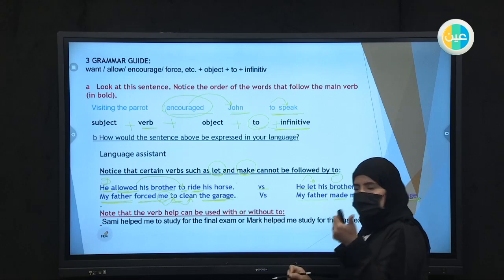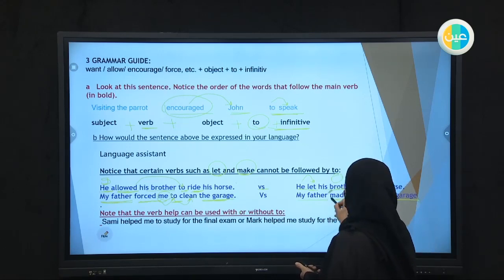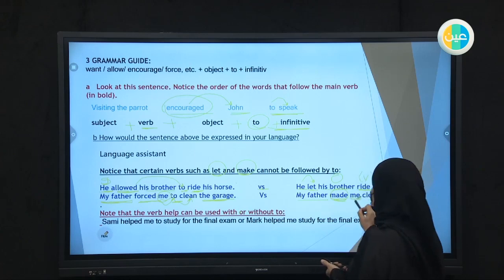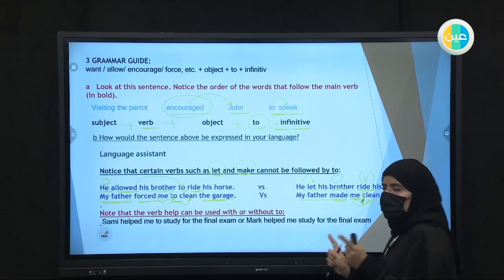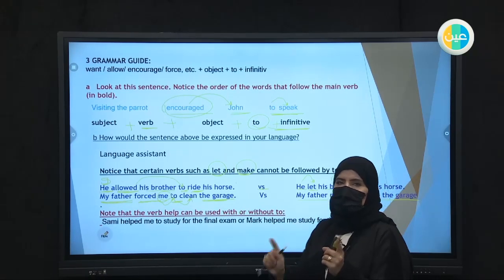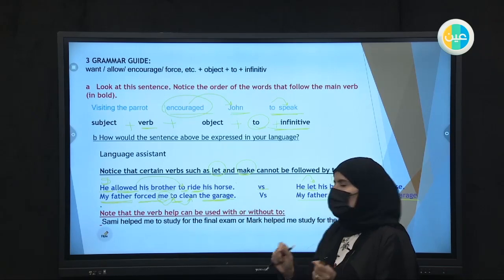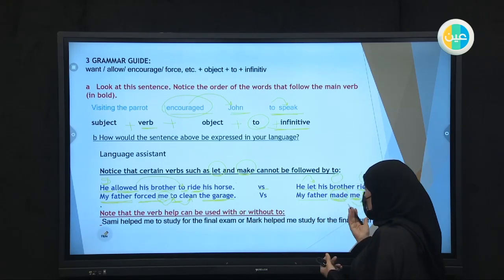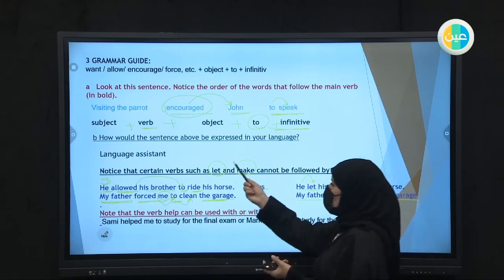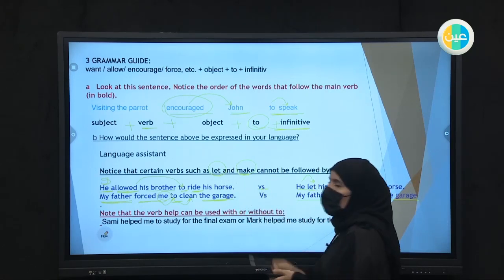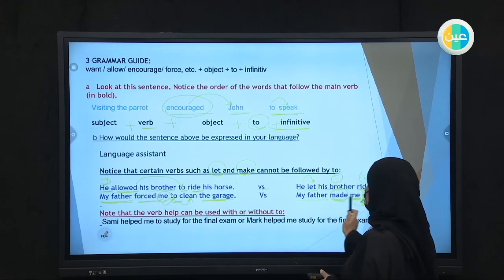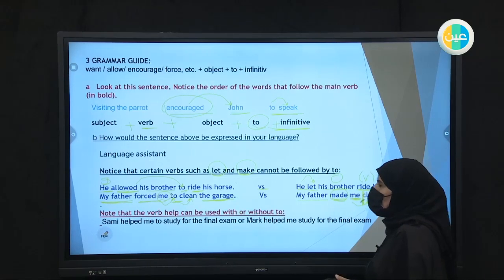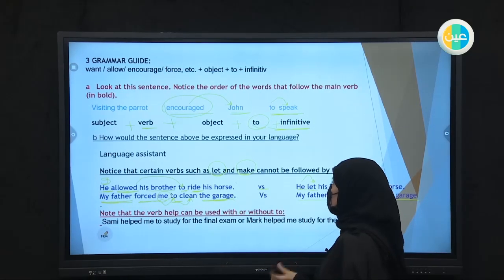My father is the subject, and here we have the verb made, then me. After that we have the direct verb; there is no need to add to to separate the object and the verb. So why do you think we did so? As we said, it's possible to use let and make without putting to. So my father made me clean the garage. Okay, is it clear? I hope it's very clear.